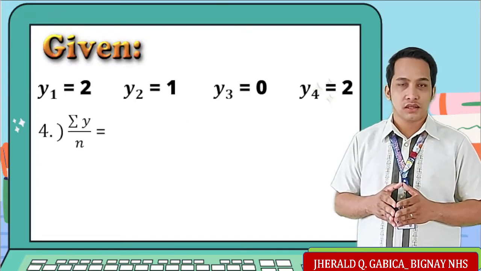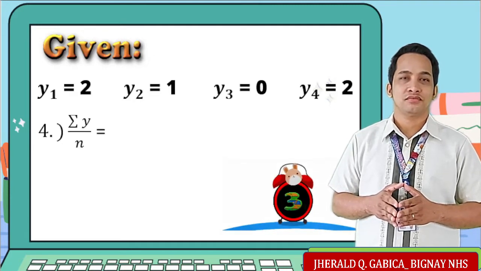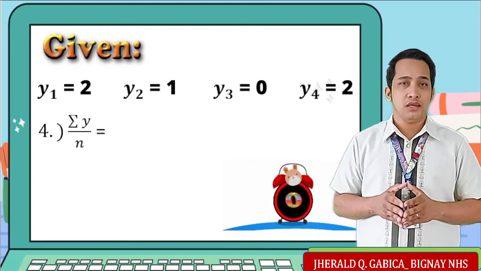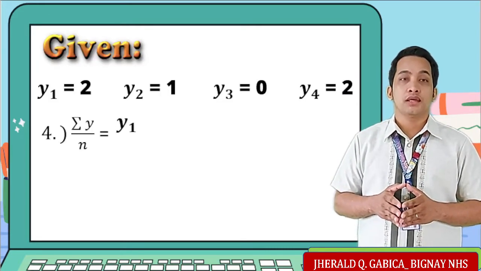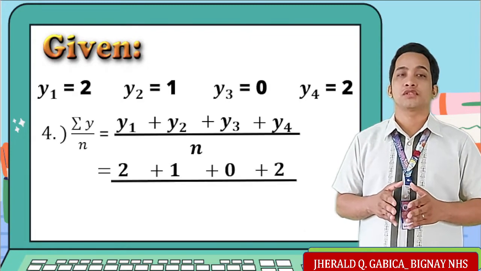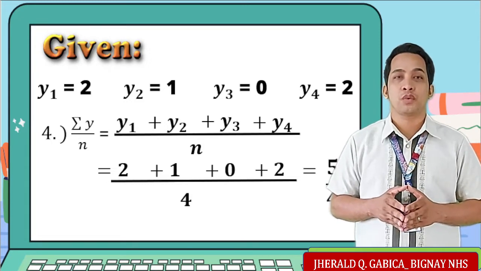Number 4, using the same given, find summation of y over n. 5 seconds, go! 5, 4, 3, 2, 1. Our solution would be 2 plus 1 plus 0 plus 2 is equal to 5, divided by the number of item values, which is 4, so 5 divided by 4 is equal to 1.25.